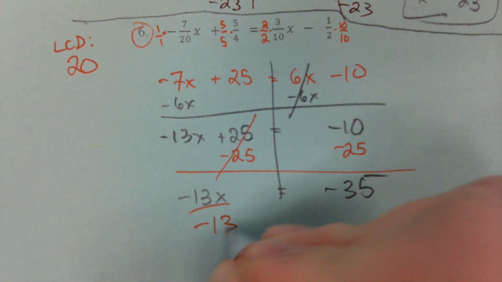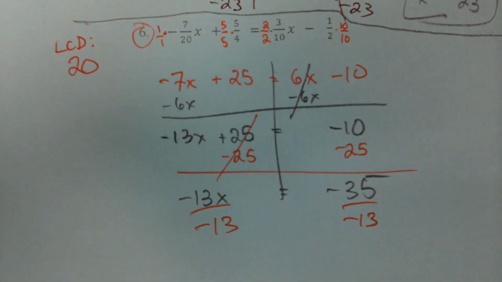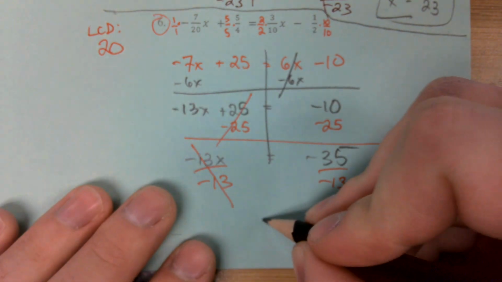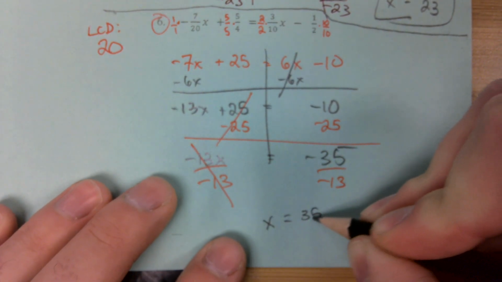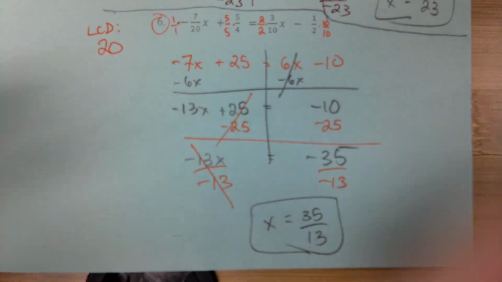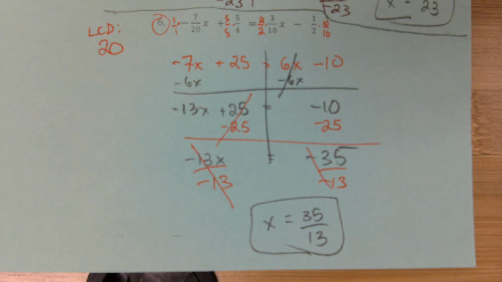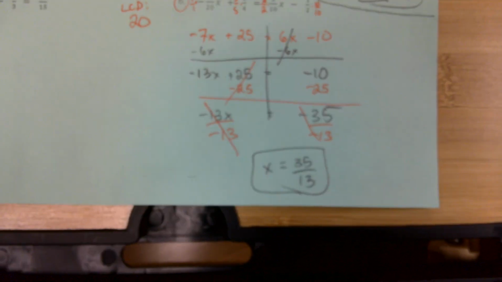And then we divide both sides by negative 13. Those go away. Negative signs cancel out. All we're left with is 35 over 13. Another ugly fraction, but a correct fraction nonetheless.